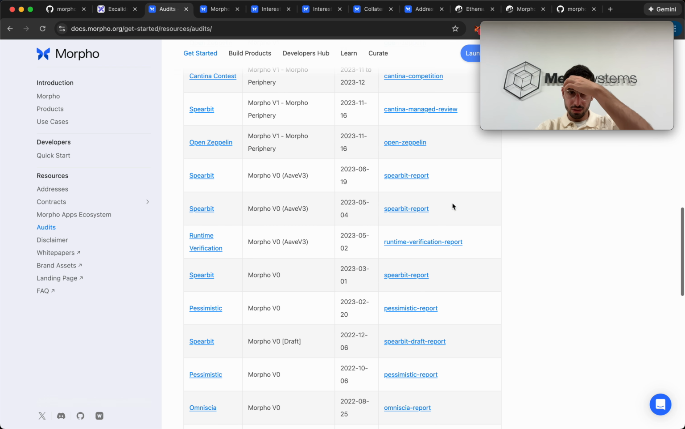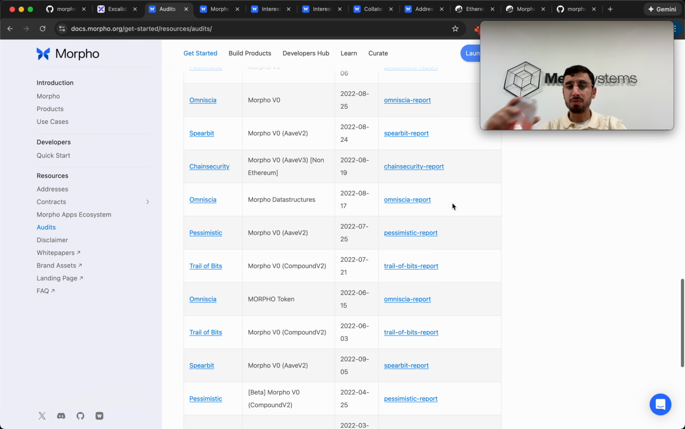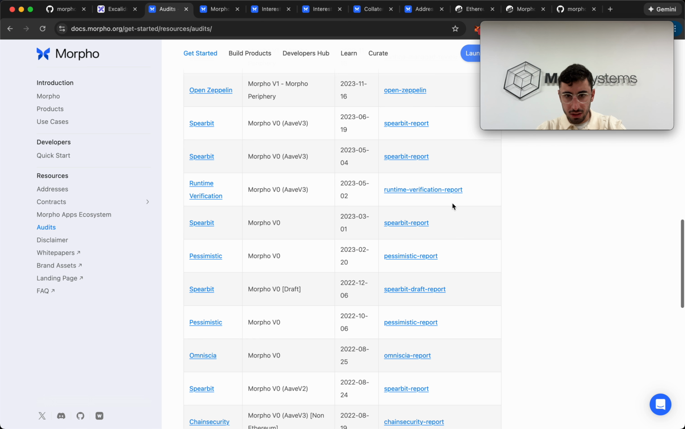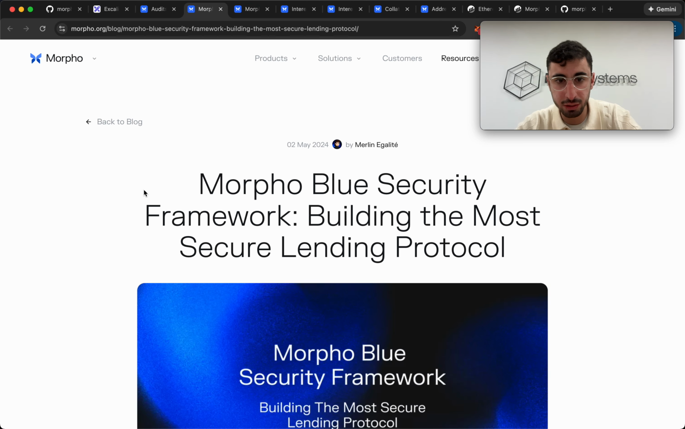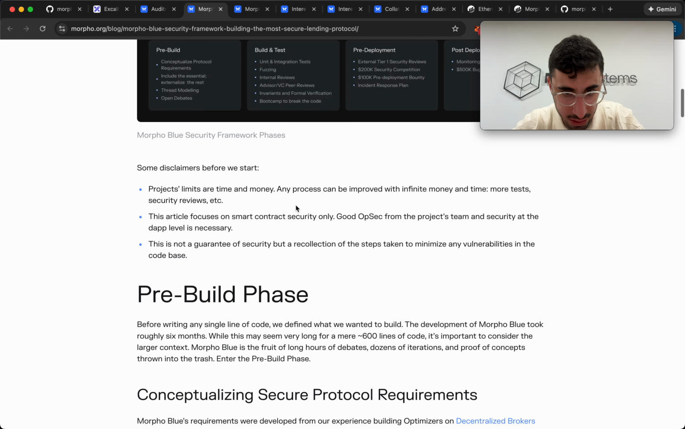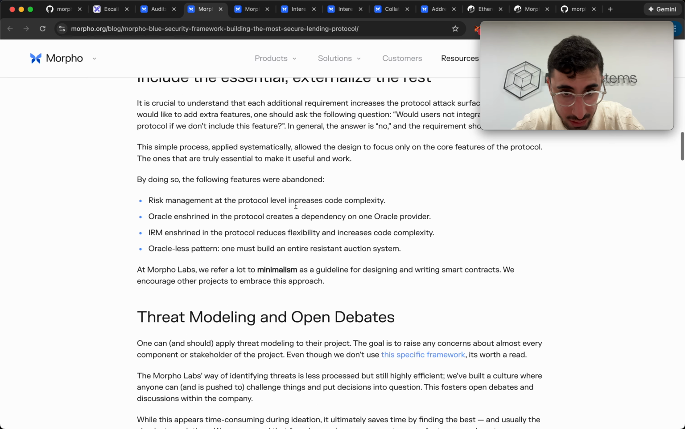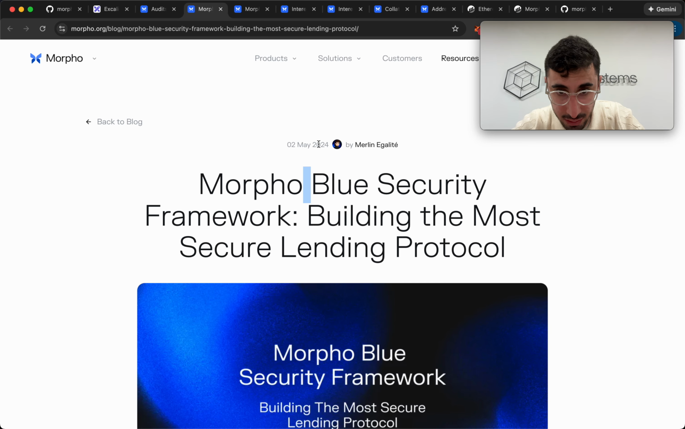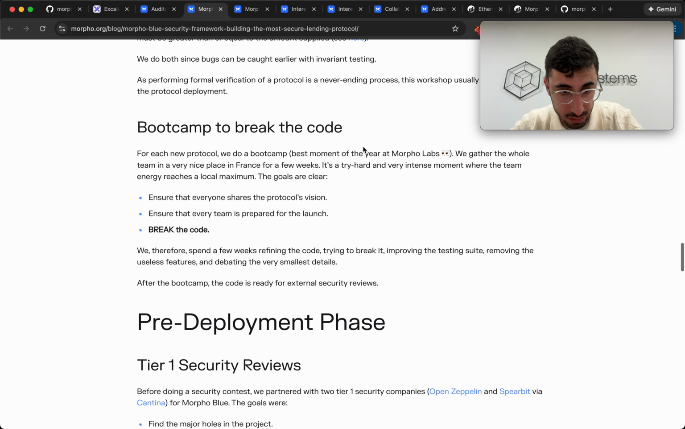You can also see this is not only on Morpho Blue, but it's all the contracts, all the audits they've ever done. I also love this, the article. They have an article about how they do security. Must read. If you're into smart contracts, read this. It's great. I actually read this like a year and a half ago, but I remember this. Yeah, it's a bit old. This is fantastic by Merlin. Great stuff.